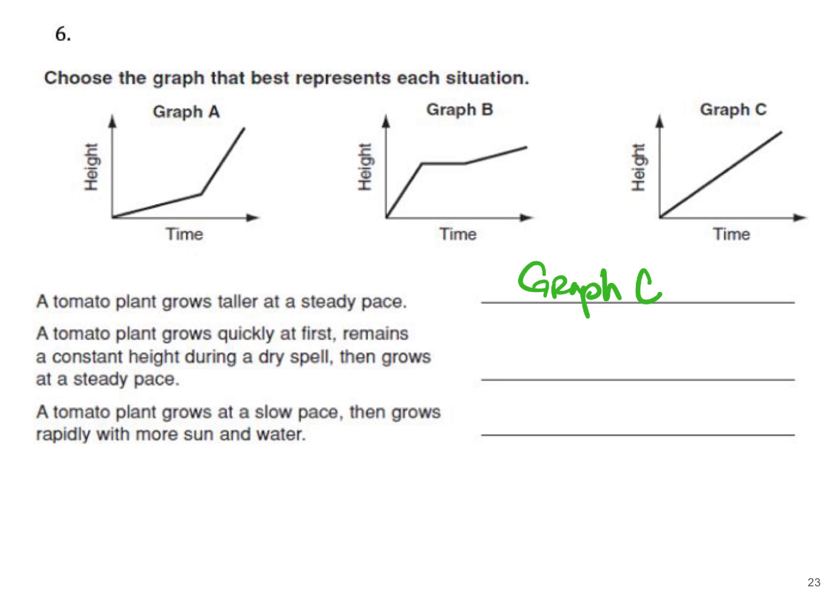So constant height, holds that constant height. That one kind of has a constant for a little bit. So this is graph B. And then last one, a tomato plant grows at a slow pace and then grows rapidly. So I agree that this is slow. I also agree that this is kind of rapidly. So this will be graph A.